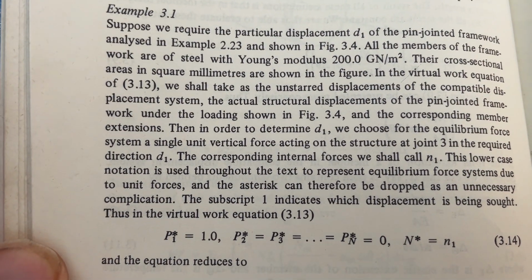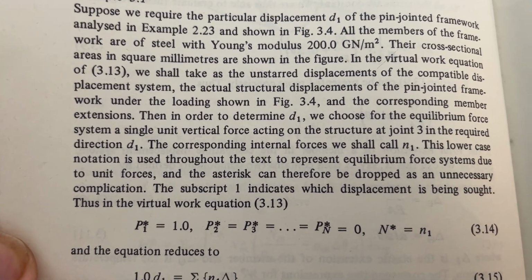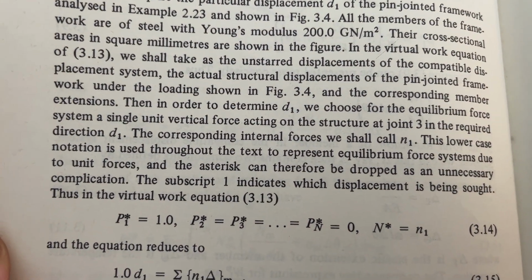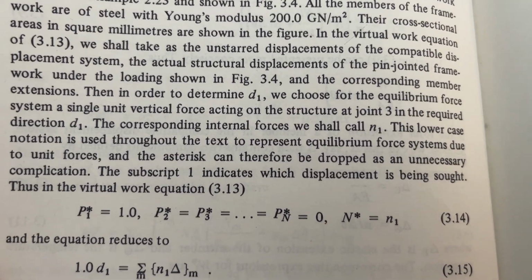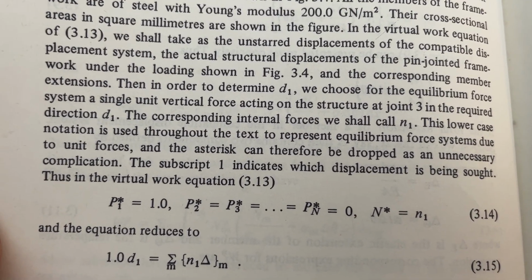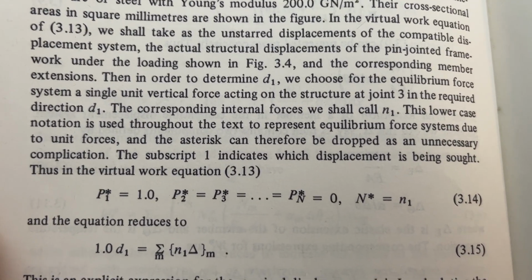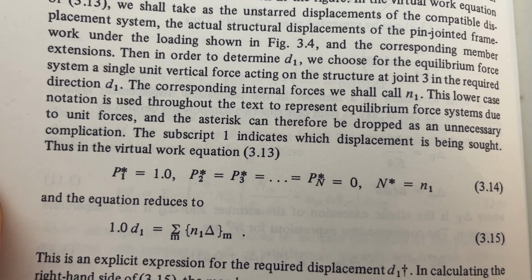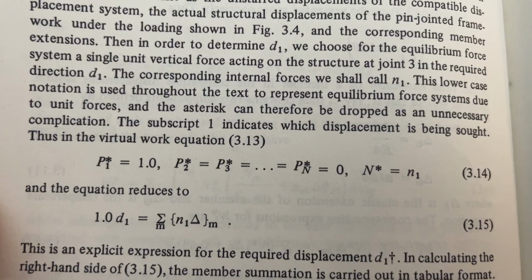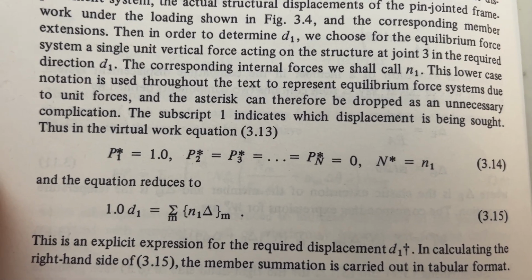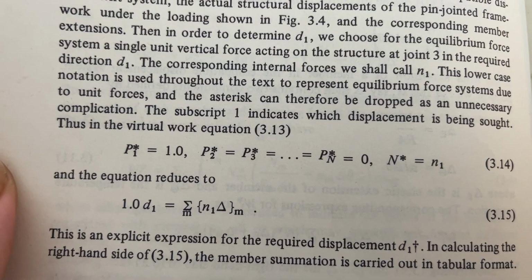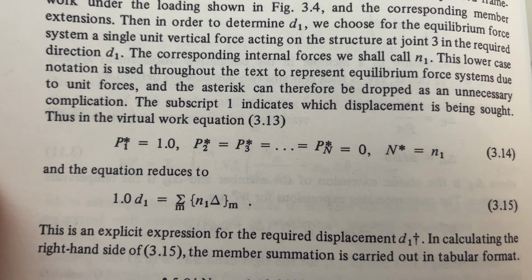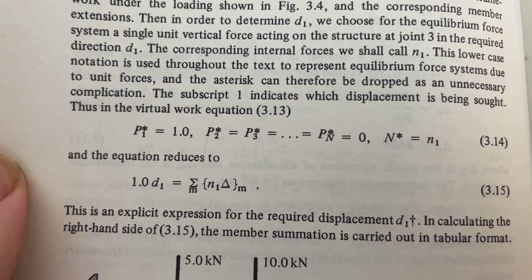In the virtual work equation of 3.13, we shall take as the unstarred displacements of the compatible displacement system the actual structural displacements of the pin jointed framework under the loading in figure 3.4 and the corresponding member extensions. Then, in order to determine D1, we choose for the equilibrium force system a single unit vertical force acting on the structure at joint 3 in the required direction D1. The corresponding internal forces we shall call N1. This lowercase notation is used throughout the text to represent equilibrium force due to unit forces, and the asterisk can therefore be dropped as an unnecessary complication. The subscript 1 indicates which displacement is being sought.